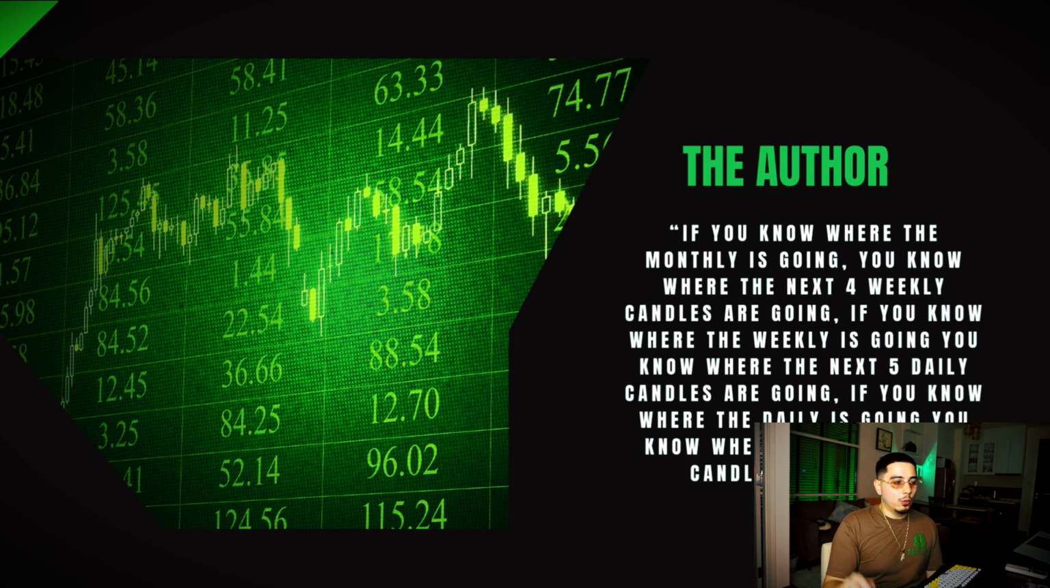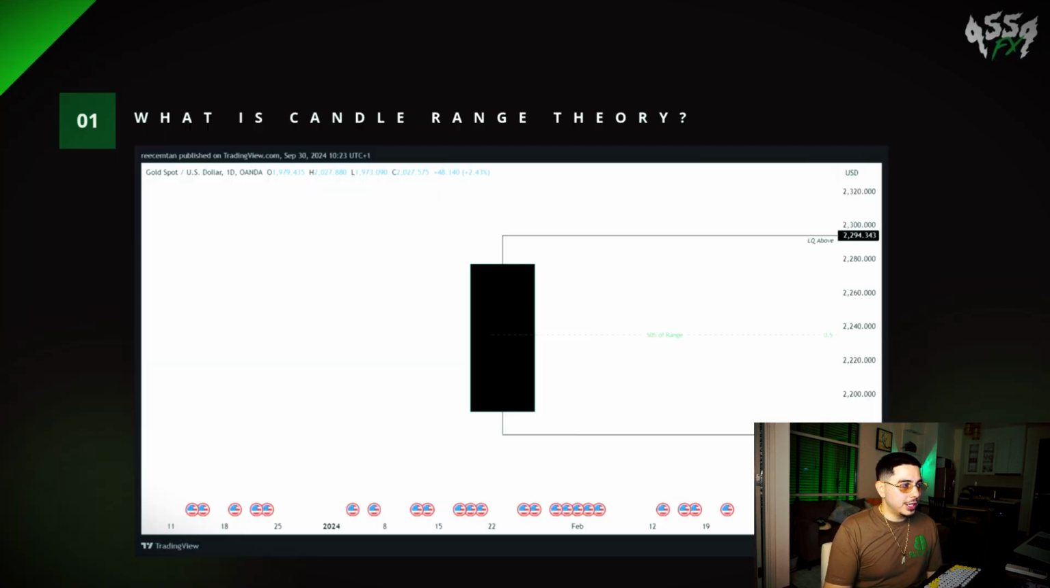If you know where the monthly is going and you've seen price manipulate at the top, you now have 4 weeks to sell all the way to the bottom of the range. And now you can understand. You don't need to understand break of structure, any of this stuff, right? You don't need to guess. The strategy is based on it manipulated at the top. Now we send it all the way to the 50% of the range or the bottom. That's it. It's that simple.